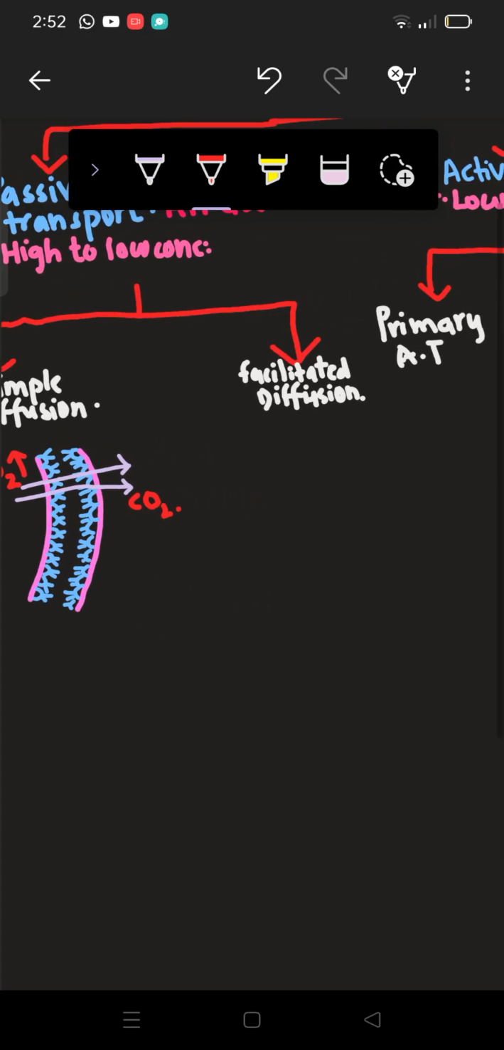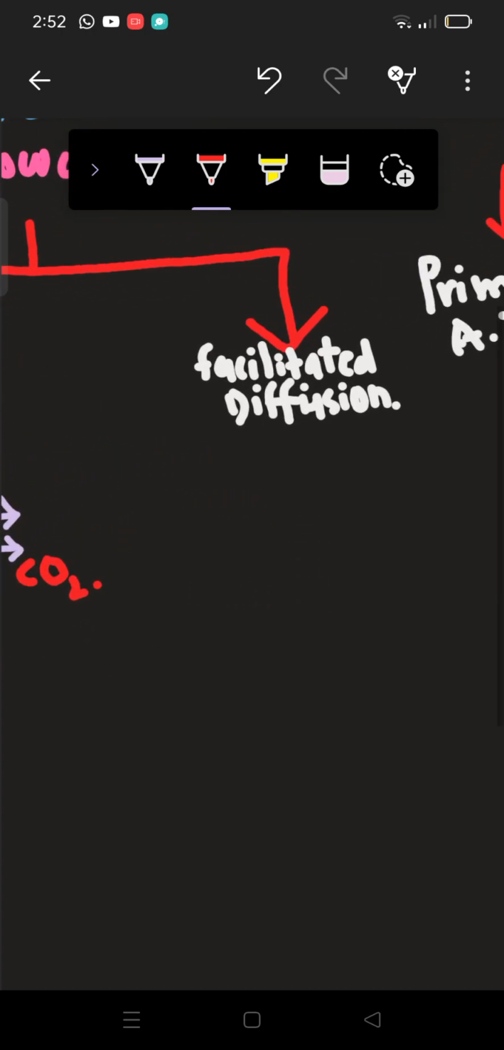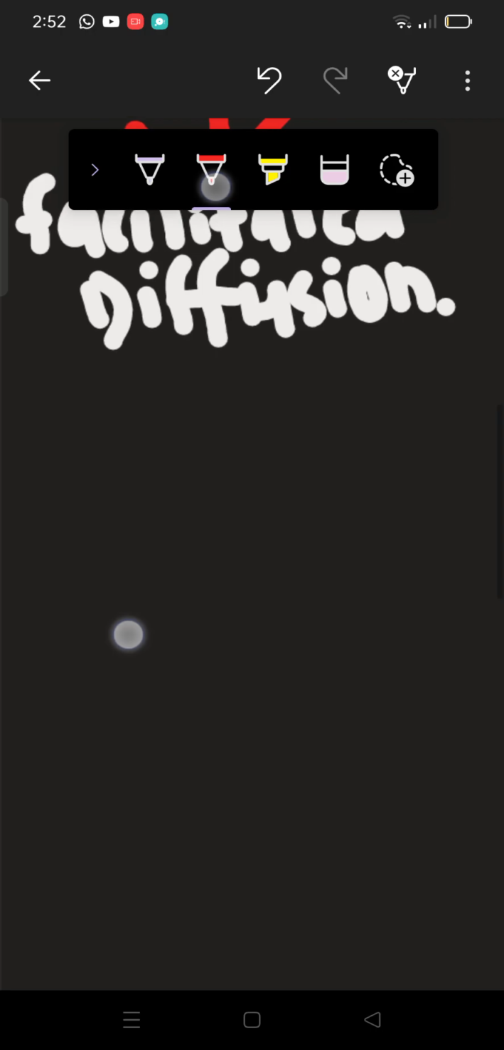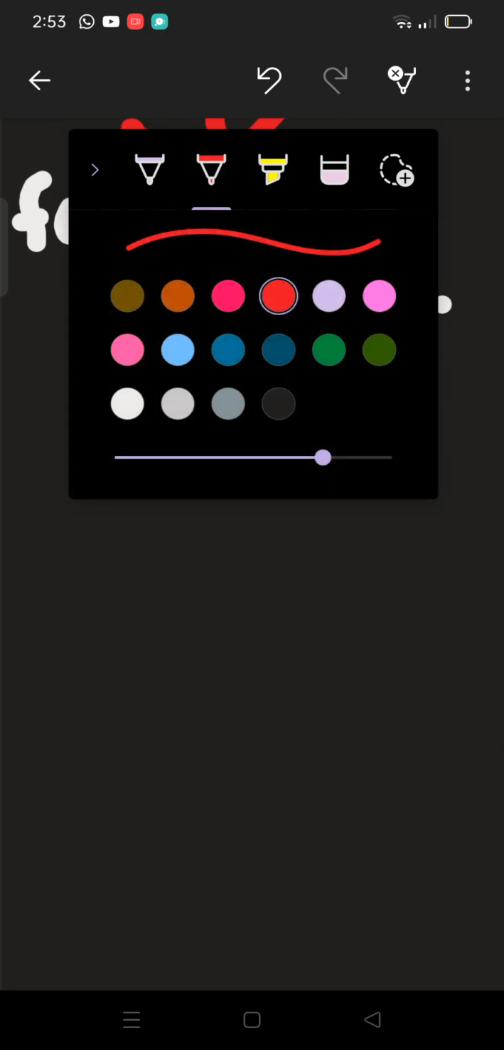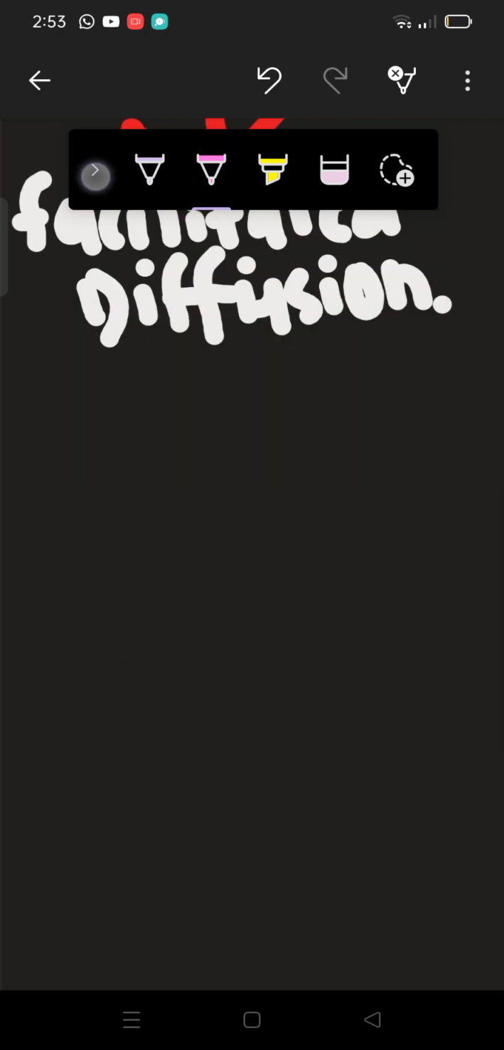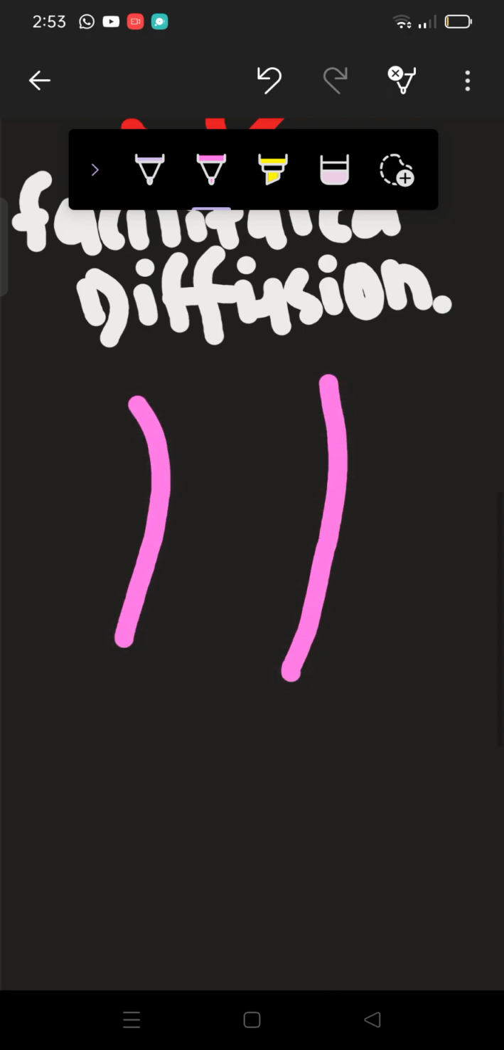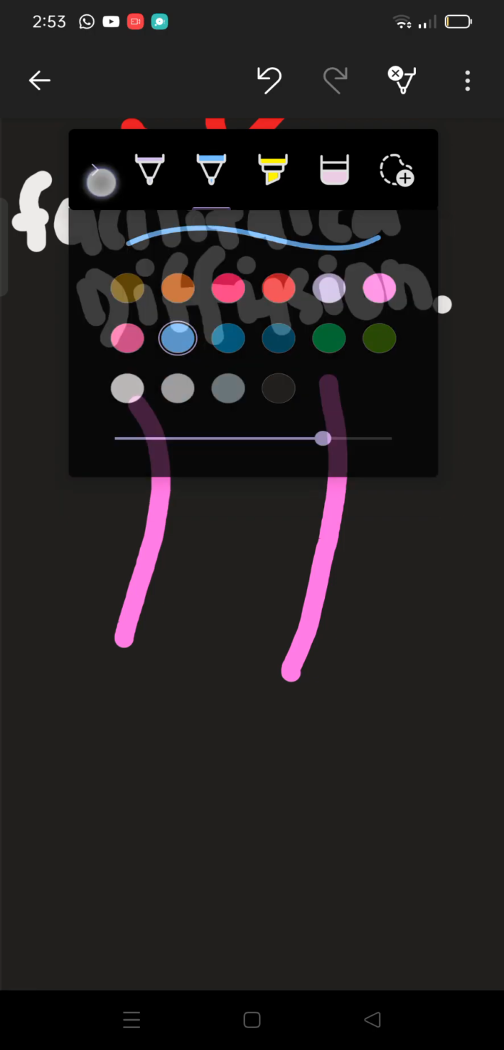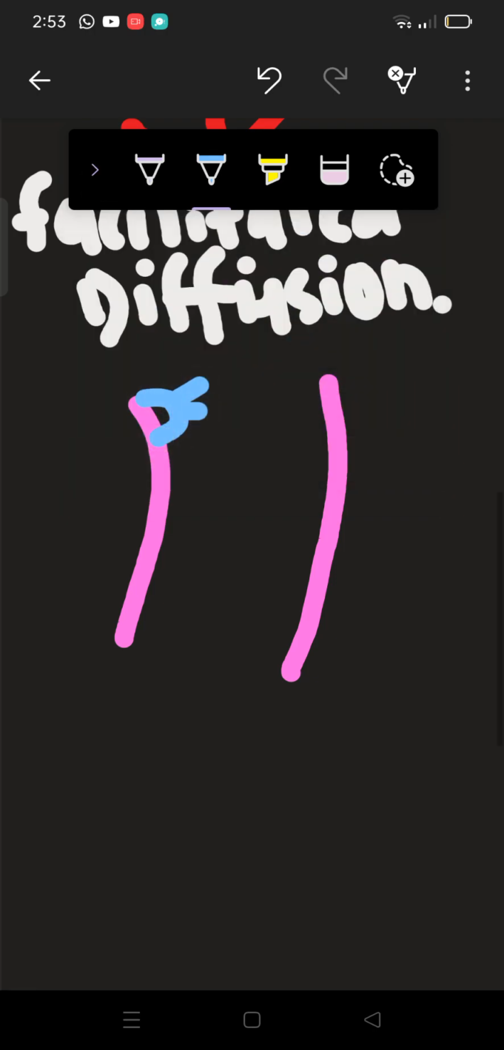Now let's move towards facilitated diffusion. What is facilitated diffusion? I'm going to make the cell membrane again. This is the cell membrane, and here we have the bi-phospholipid layer.